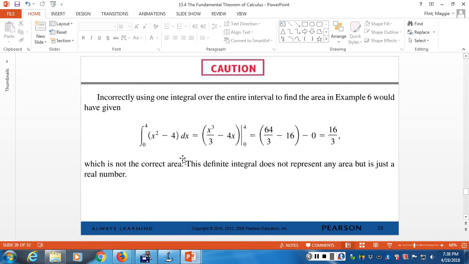And that's what this is cautioning you about, is that if you do the entire integral all at one fell swoop, that's what's going to happen. It'll even happen to you if you're just doing the regular integration. If you don't break it up, you're going to miss part of your area.